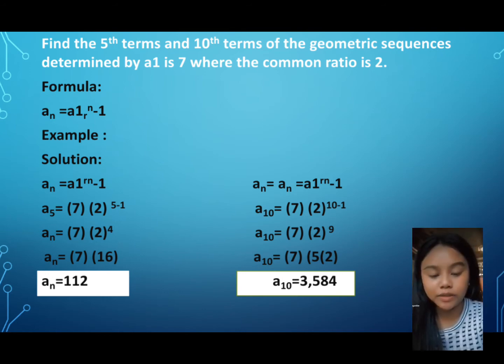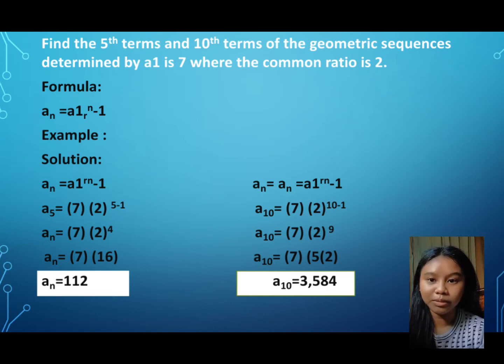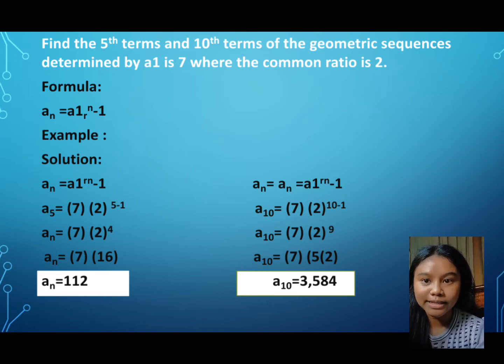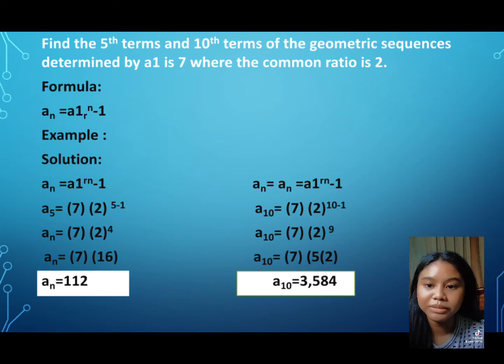A sub n is equal to a sub 1 multiplied by r raised to the power of n minus 1. A sub 10 is equal to 7 multiplied by 2 raised to the power of 10 minus 1. A sub 10 is equal to 7 multiplied by 2 raised to the power of 9. A sub 10 is equal to 3,584, which is the result.